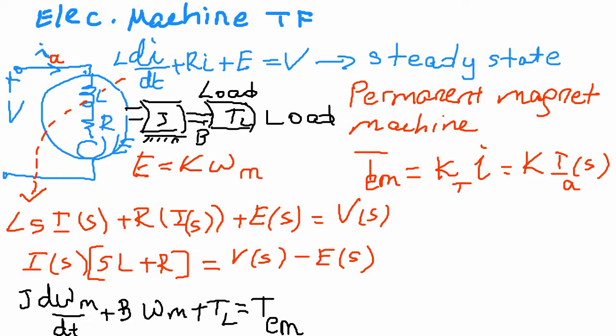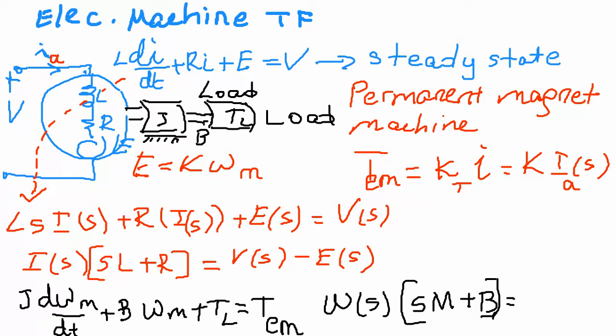Now omega s bracket Sm plus V is equal to torque electromechanical minus torque load. Of course, these are S.